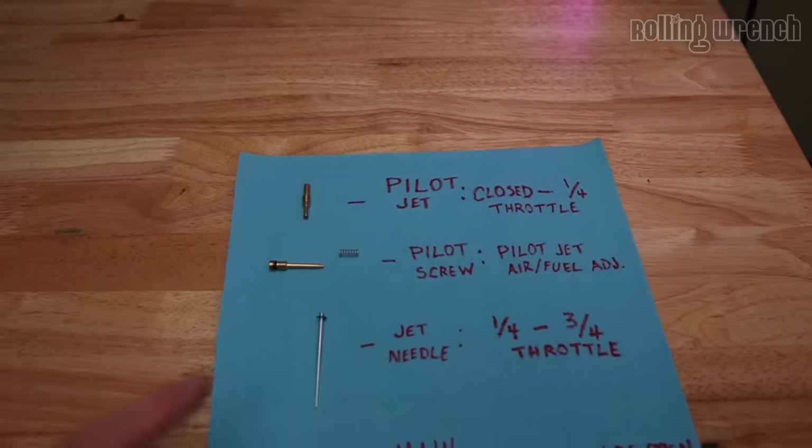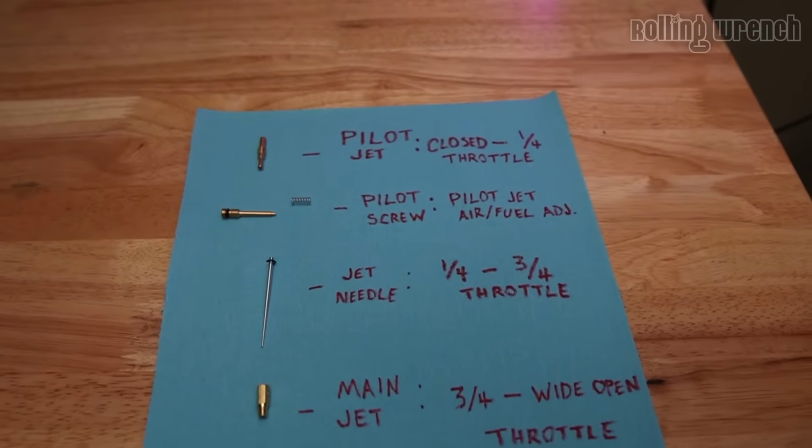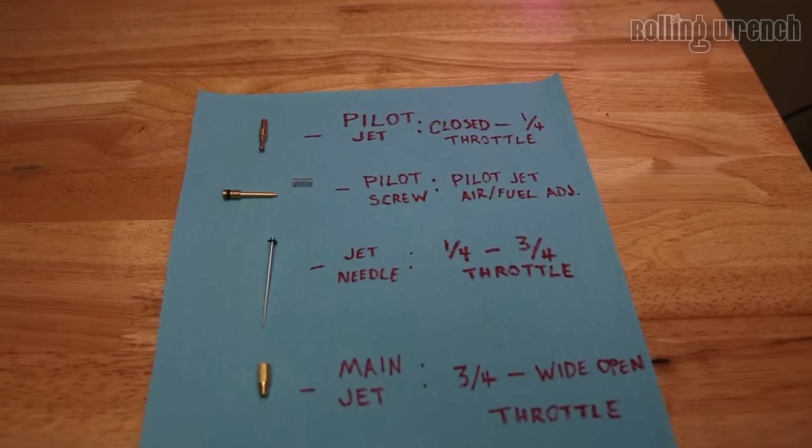I know what you're thinking. There's a lot of components in a carburetor, but at least now you know what each component does, where they go, what it looks like. Now I can show you how to tune a carburetor. Let's do it. Now that you guys know what a pilot jet is, a pilot screw, and a jet needle, and a main jet, let me tell you what they do.